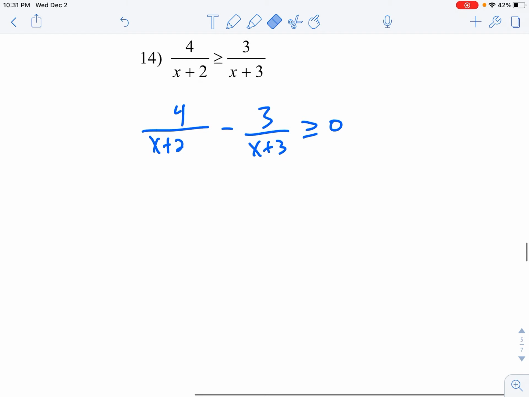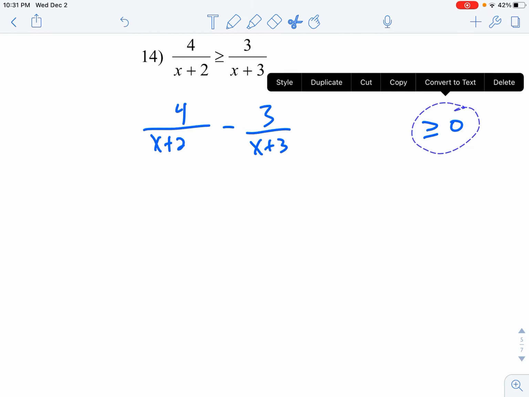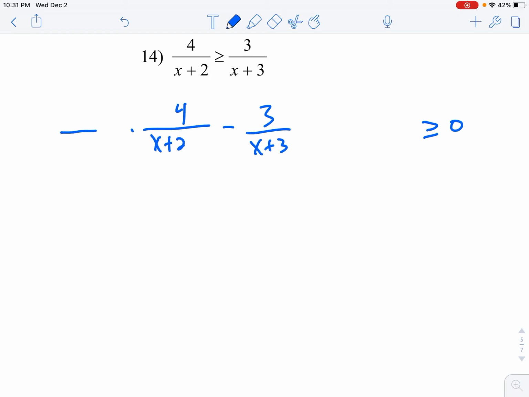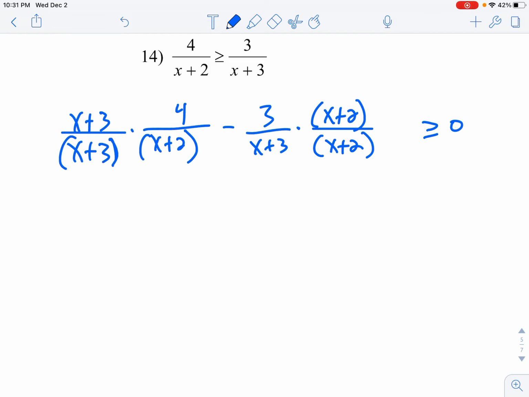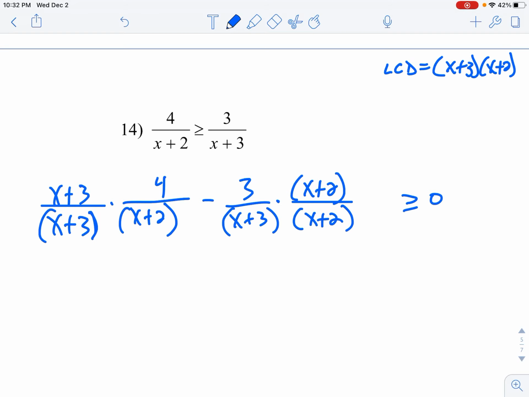But now I need to combine these together. So what do I need to do? Well, I'm going to move this way out of the way. To give these common denominators, I'm going to need to multiply this one by x plus 3 over x plus 3. I need to multiply this one by x plus 2 over x plus 2. So that gives me common denominators. Like I did on yesterday's work, the LCD is going to work out to be x plus 3, x plus 2. Unlike yesterday, stuff isn't going to cancel.